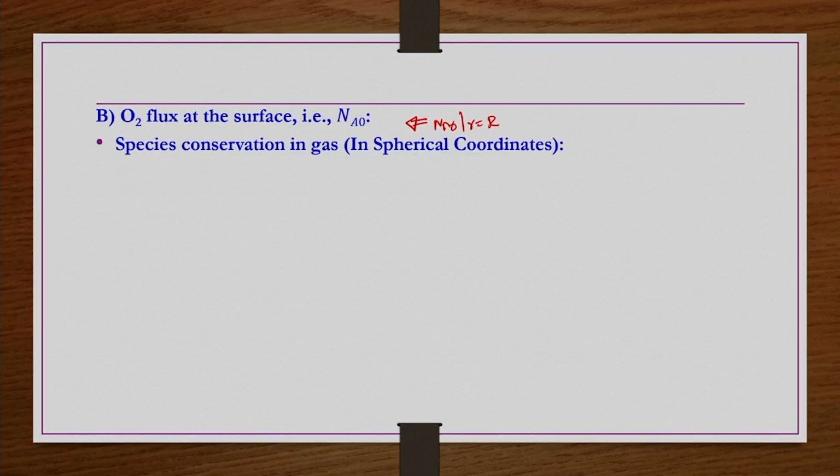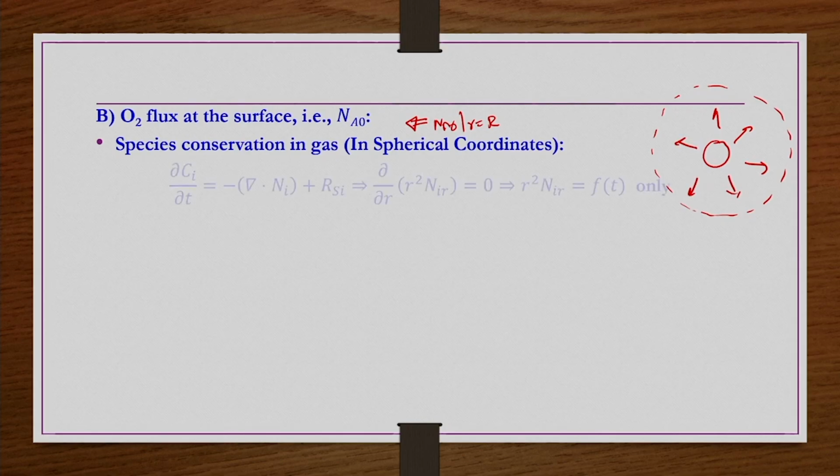So, species conservation in the gas. You have a particle and the surrounding gas, and we are taking a spherical geometry like this. Then in spherical coordinates, the species conservation equation for the gaseous region is: dou Ci by dou t is equal to minus del dot Ni plus Rsi.